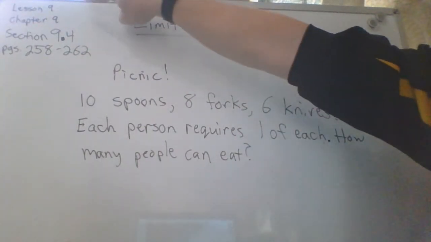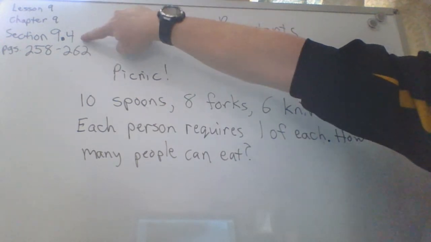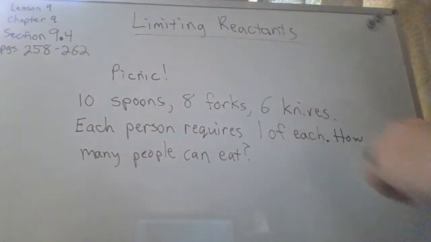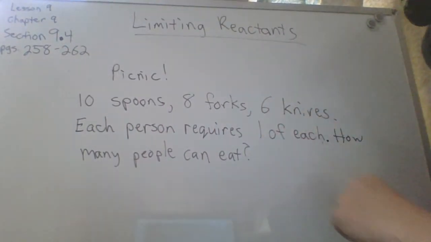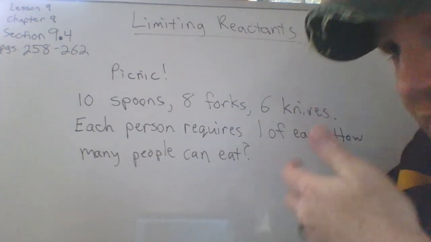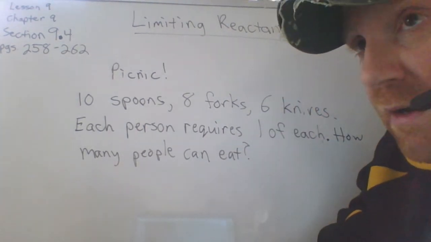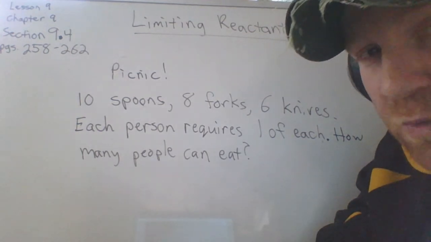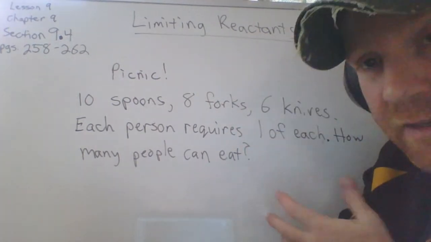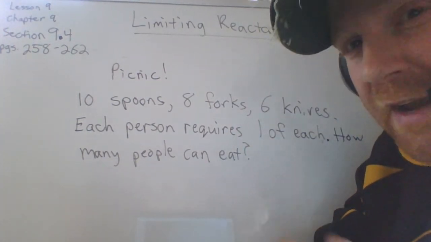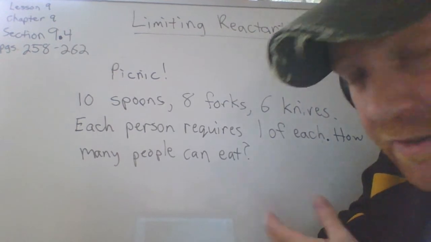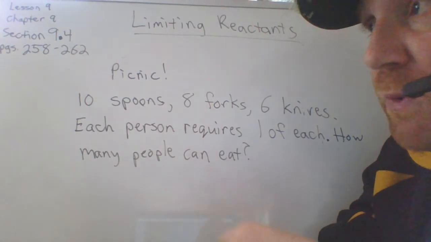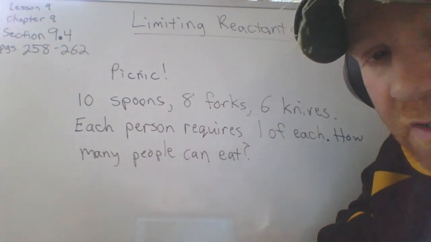Just as a reminder, we are in Lesson 9, Chapter 9, Section 9.4. It's going to cover pages 258 to 262. It is limiting reactants. Before we get into any calculations, I want to make sure all of you students understand the concept behind limiting reactants. What does it mean? A limiting reactant is a chemical that is going to run out first in a particular reaction, because as you know, in most chemical reactions, not all, but most, you need more than one reactant, but one of them's going to run out first.